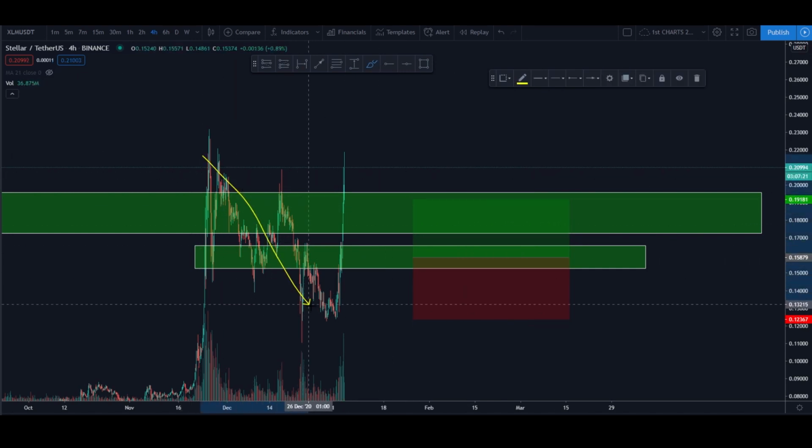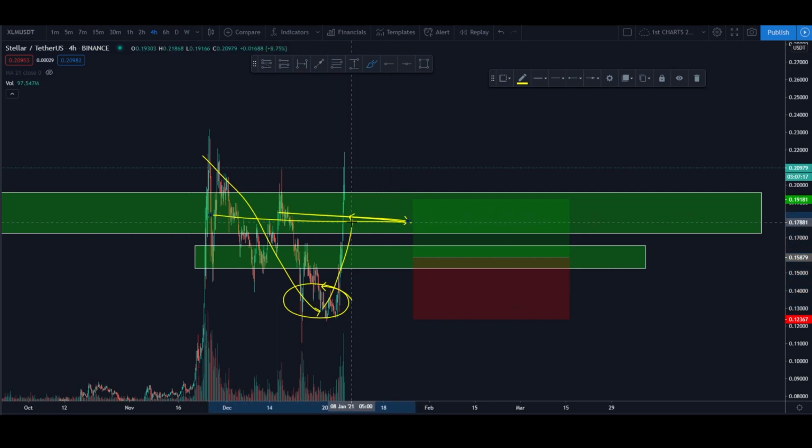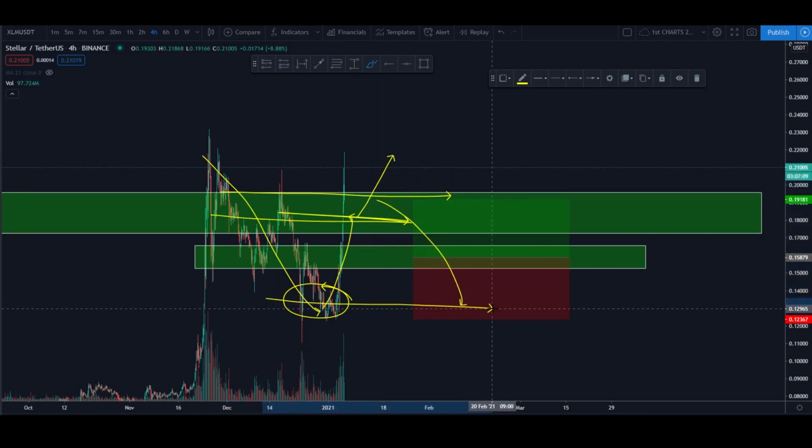We went down, we reacted from the area that we did trade for. This was our last TP on the previous trade, so now we kind of have to find a new one, right? And we went past it. So for me, it doesn't make sense to go all the way from here all the way down here again, right? And then continue with the bull.